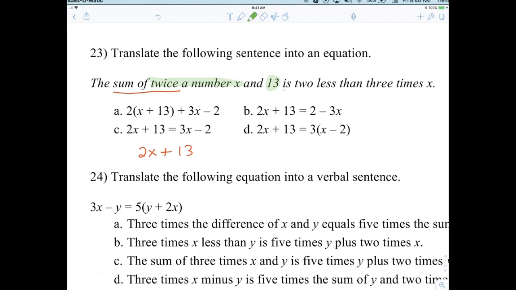Equals, because it says is, 2 less than 3 times x. 2 less than 3 times x. All right, so the correct answer actually is what? C.